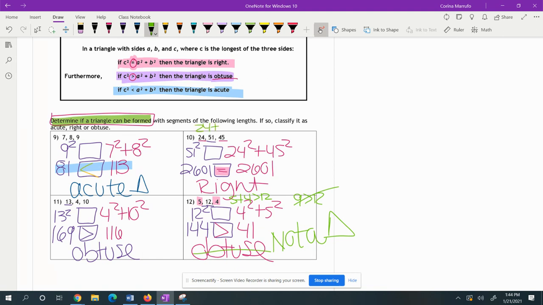24 plus 45, is this greater than 51? When you add them together, 69 is greater than 51, so this one does form a triangle. We did this one, 7 plus 8, that has to be greater than 9, which it is, since it gives you 15. And then this one as well, 4 plus 10 gives you 14, and 14 is greater than 13.